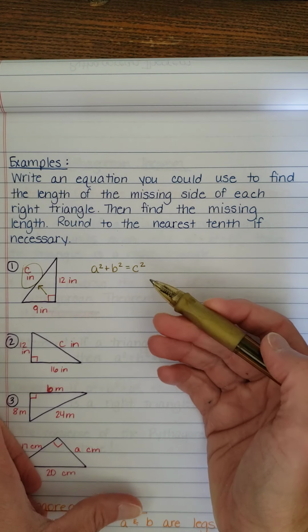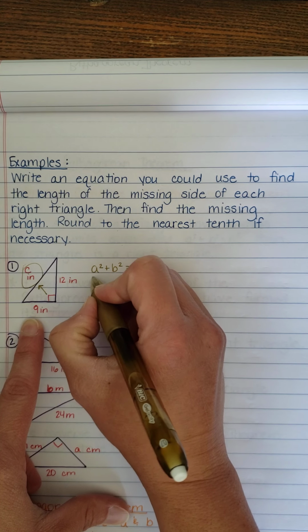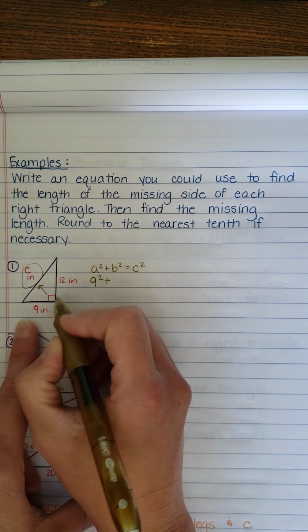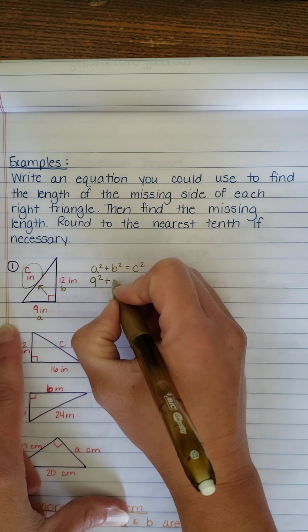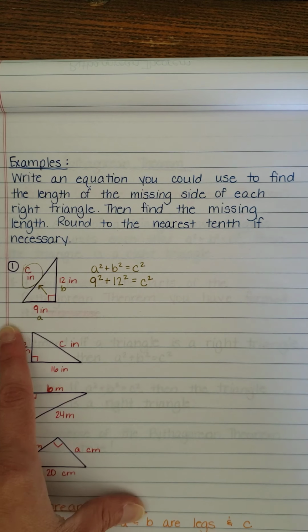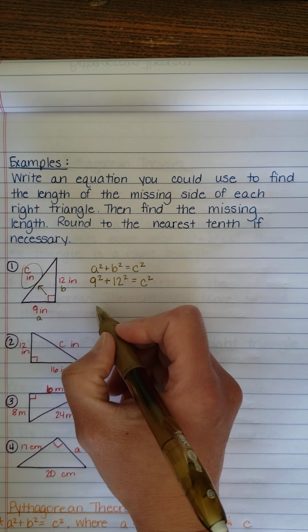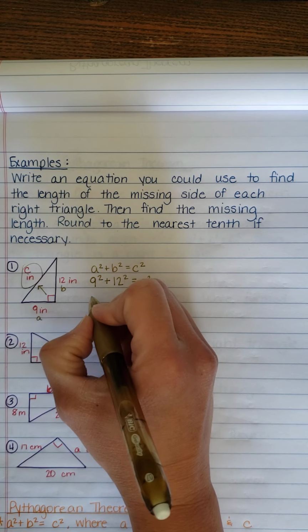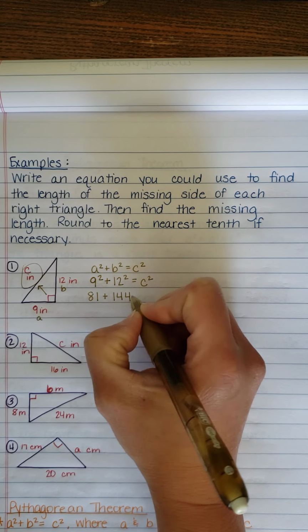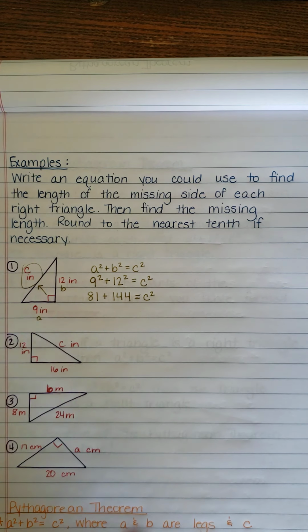I like to put them in order from least to greatest. So I'm going to say that a is 9, so this is going to be 9 squared plus, and I'm going to say that b is 12, so 12 squared, and we're going to find out what c is, okay? Now we have to square our numbers. Remember that when you square a number, you multiply it by itself. So 9 squared is 81, 12 squared is 144, so 81 plus 144 is going to equal c squared.